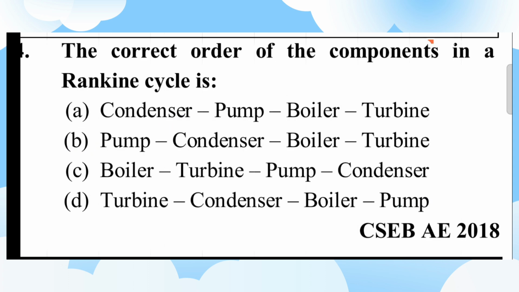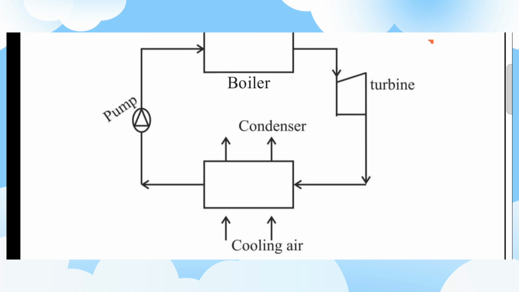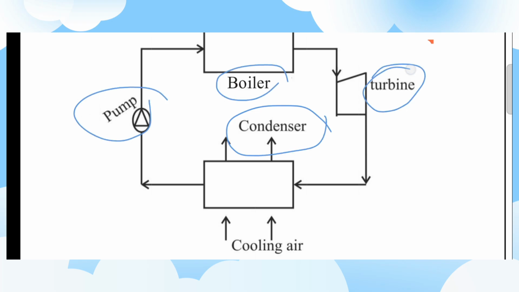Next question. The correct order of the components in a Rankine cycle: A. Condenser, pump, boiler, turbine. B. Pump, condenser, boiler, turbine. C. Boiler, turbine, pump, condenser. D. Turbine, condenser, boiler, pump. A. Condenser, pump, boiler, turbine. Look at it: condenser, pump, boiler, then turbine.